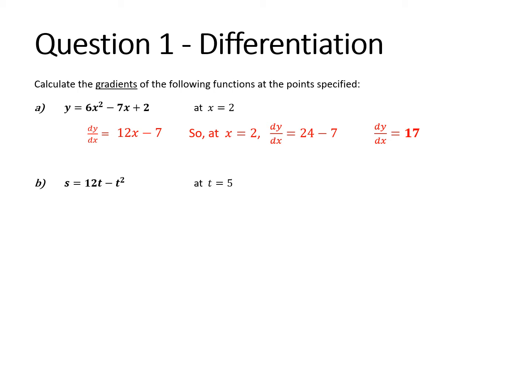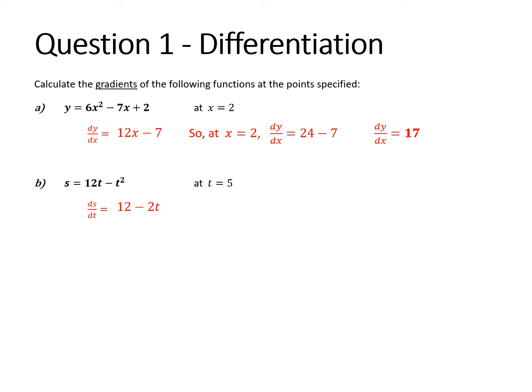Okay, the second question is another polynomial. It's just flipped around a bit this time. So we've got 12t minus t squared. Now this is s and t. So this time we need to put ds by dt equals, and then we differentiate it. So 12t just becomes 12, and minus t squared becomes minus 2t, so it's 12 minus 2t.